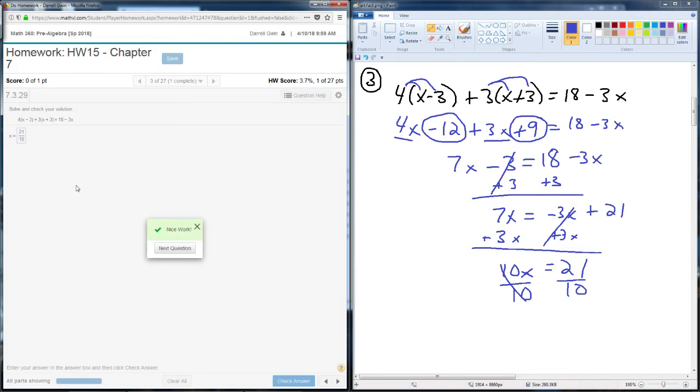10 has a 2 and a 5, and the top does not. It has a 3 and a 7. There are no commons.